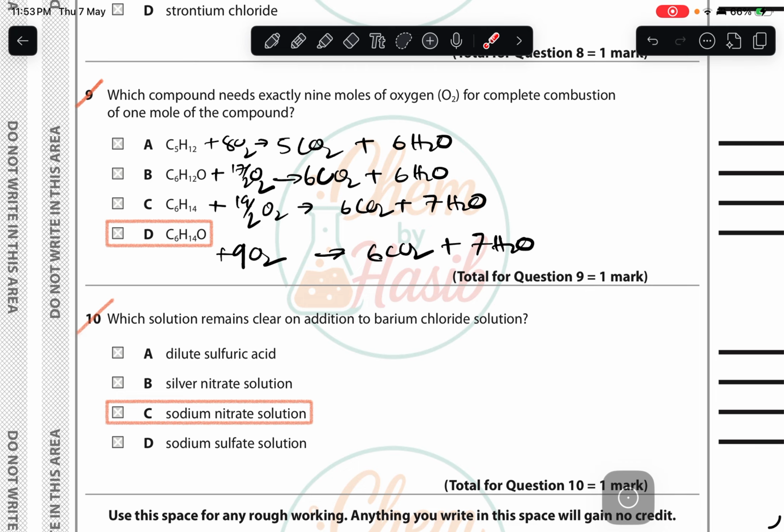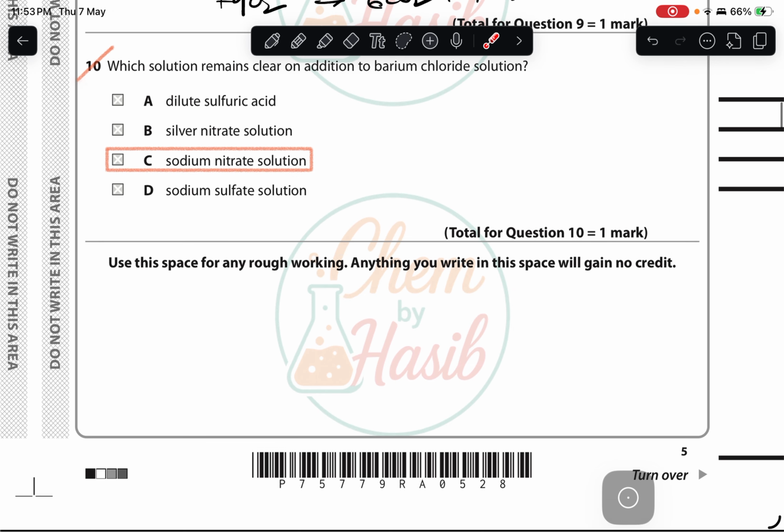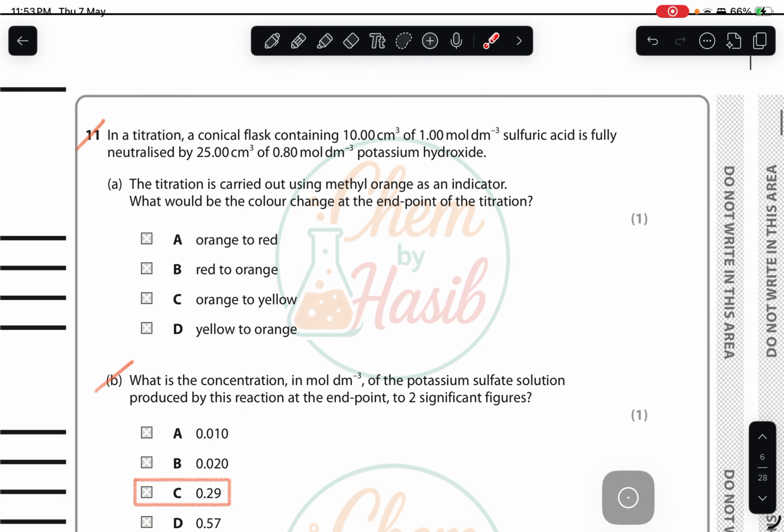They will form barium nitrate, which is also soluble in water. Now if you add sulfuric acid to barium chloride, barium and sulfate will form a white precipitate. If you add silver nitrate to barium chloride, silver and chloride will form silver chloride, which is the white precipitate. If you add sodium sulfate to barium chloride, the sulfate ion and the barium ion will form barium sulfate, which is also a white precipitate. The answer would be C. Then we move on to the next question.